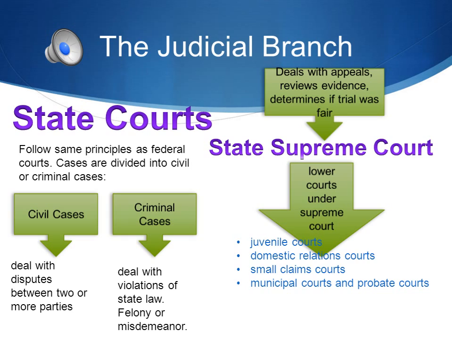There are juvenile courts, domestic relations courts, small claims courts, municipal courts, and probate courts. For all those courts, something could happen where they would want the Supreme Court to review or deal with an appeal from those courts if the person convicted was unhappy with the sentence or, more so, with the outcome.